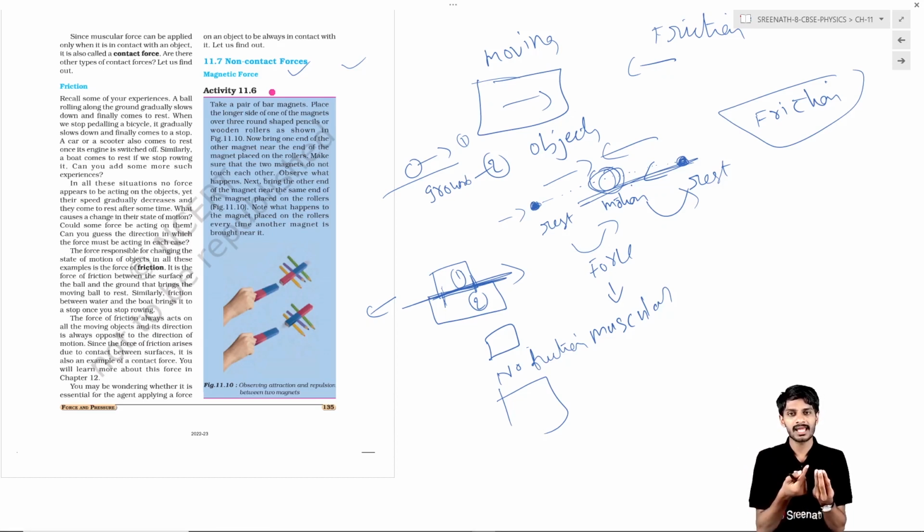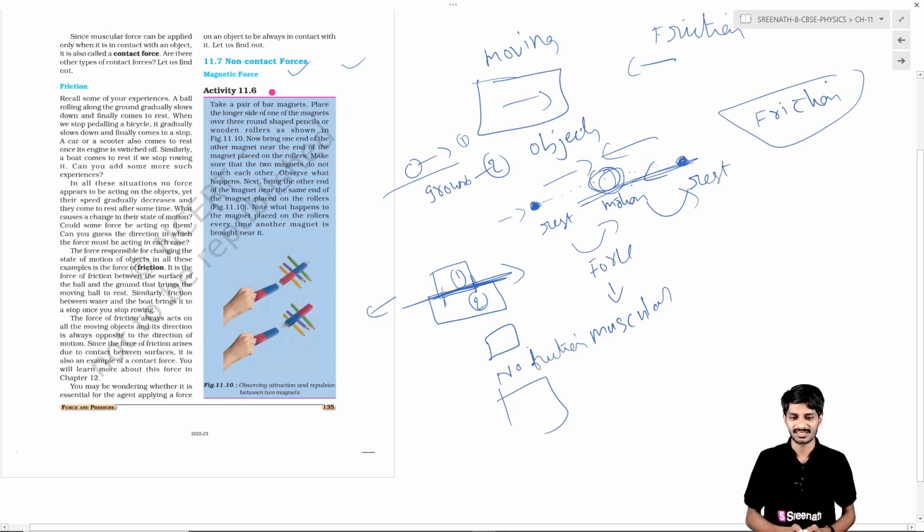When there is a contact, and only then the force comes into play between the interacting objects, we call it a contact force. In non-contact forces we have 3 examples, 3 subtopics. The first one is magnetic force, the next one is electrostatic force, and the next one is gravitational force. What is meant by magnetic force?